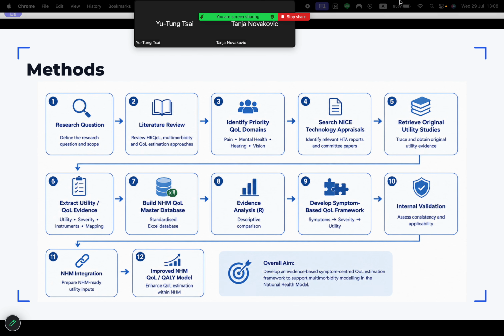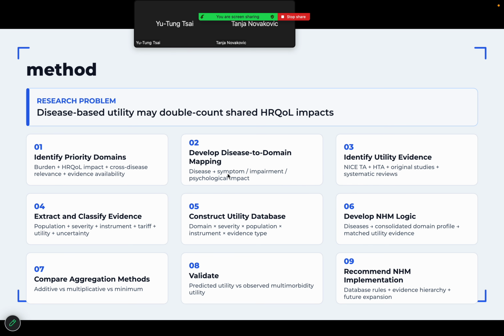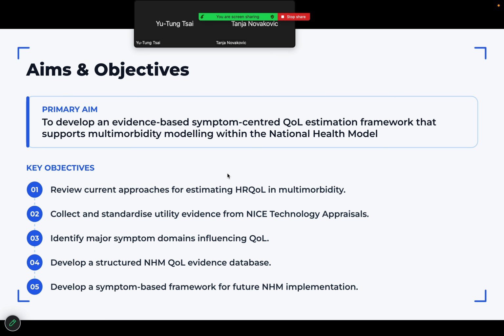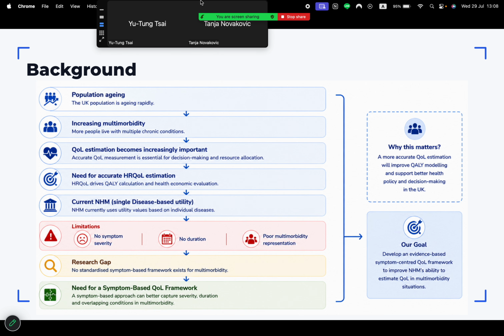The way that it generally works at the moment is, as you just flick back to the previous slide, you described this brilliantly. Earlier one, the one where you had the limitations. So really, at the moment you have this single disease-based utility. Where we model a disease, we have a disutility associated with that disease.